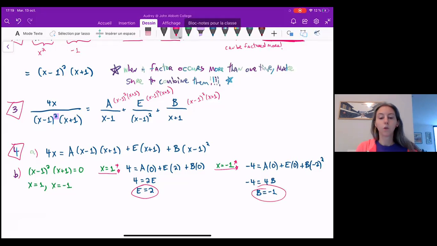Now what? So I've solved for E and I've solved for B, but I no longer have any zeros left in my denominator. So what do? The answer is you plug in any other value for x that you want. I already know what E is, and I already know what B is. So we're going to plug in E and B, the values that we found, and then any other x value of our choice. Let's see it happen.